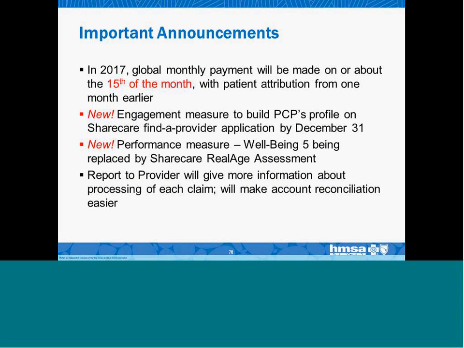Some important announcements. In 2017, we made a change to the global payment. We moved it over to the 15th of the month, and this allowed us to get patient attribution from 1 month earlier, as opposed to when we first started out, we were doing global payments the first week of the month, but we had to use attribution from 2 months prior. So this was an improvement to bring the two closer together.